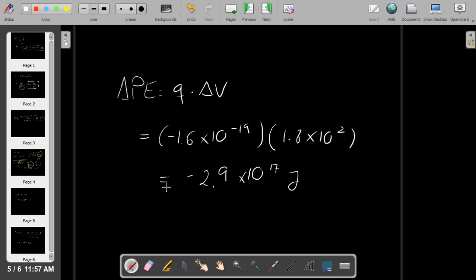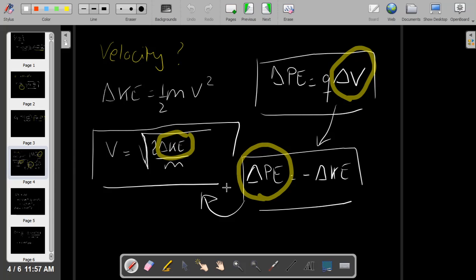Okay? So what do you know? You know that the change in kinetic energy is the same magnitude, but you change the sign. So now we know that our change in kinetic energy, because if one increases, the other one decreases, is going to be 2.9 times 10 to the 17 joules. Great. Now we know our kinetic energy. That means we can place it inside this formula right here to find velocity. Let's do that.